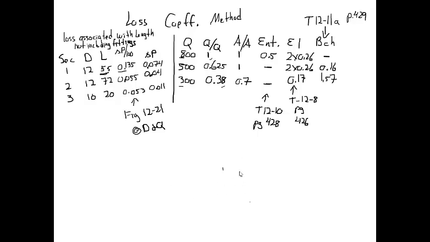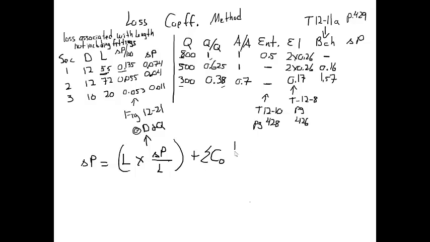So we just finished doing all of the coefficients. And then you would get a total associated pressure. The way you calculate it is, you have total pressure is going to be your length multiplied by the pressure per length, plus the sum of all the coefficients for a particular section multiplied by the velocity pressure, V over 4,005 squared.